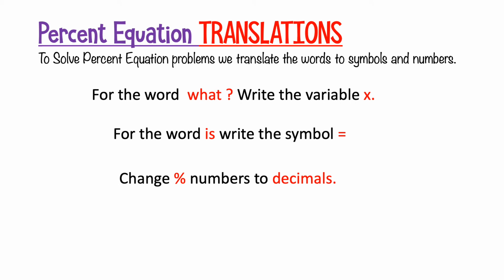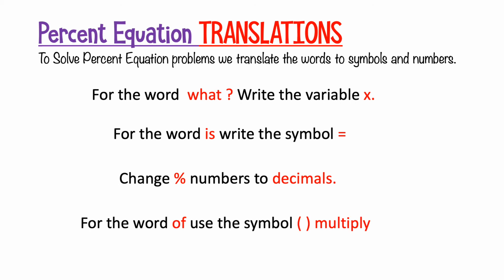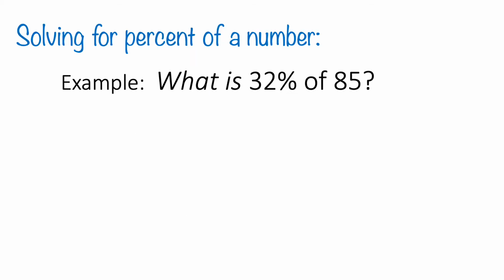We change percent numbers to decimals before we solve. And when we see the word of, we know we're going to multiply, and we'll use parentheses to do that. So let's look at an example. What is 32% of 85?